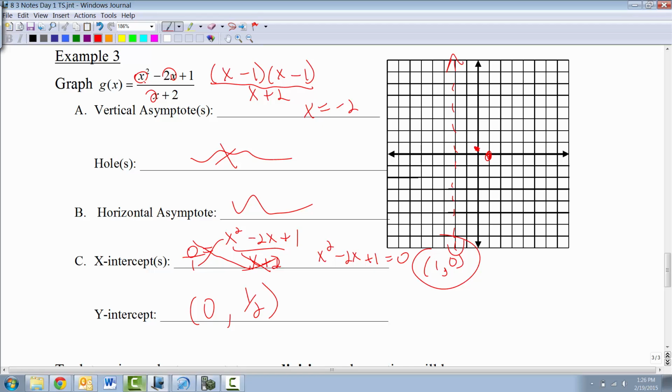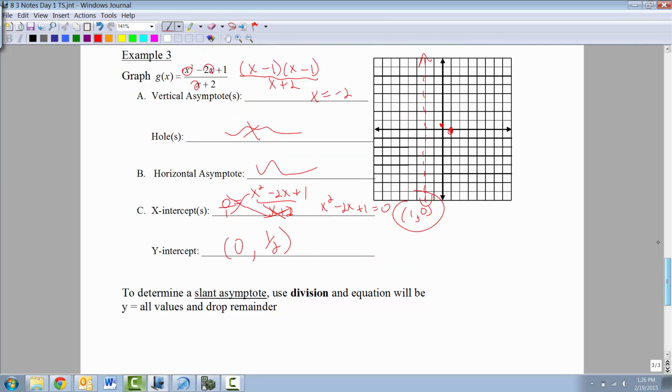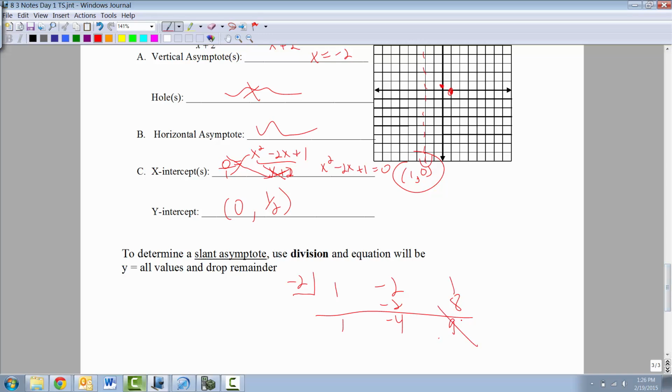To get a slant asymptote, you divide the numerator by the denominator. But we can use the glory and power of synthetic division. What number goes in this little thing? Negative 2, and then what are the coefficients? Bring down the 1, negative 2 times 1 is negative 2, and negative 2 times negative 2 is negative 4. 8, right? And then who don't I need at all? The slant asymptote is y equals 1x minus 4.